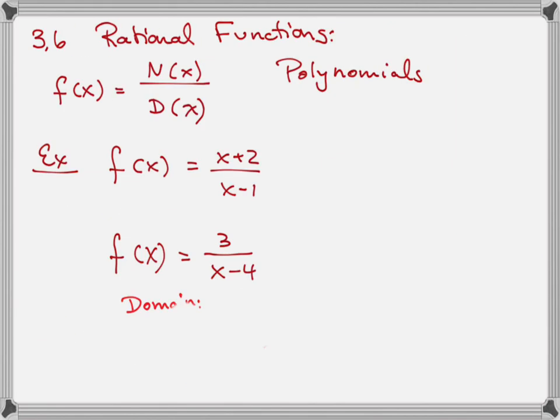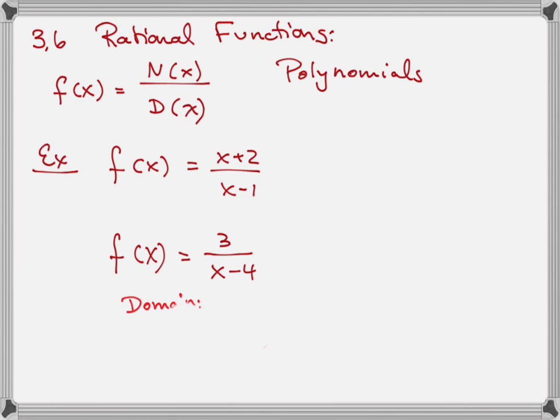3.6 is on rational functions. Now, we've already talked about rational functions, so more or less that will be a little review, at least the beginning. A rational function is if you have a polynomial in the numerator and a polynomial in the denominator. The book calls these N of x over D of x. This is just the label of polynomials. Now, here are some examples.